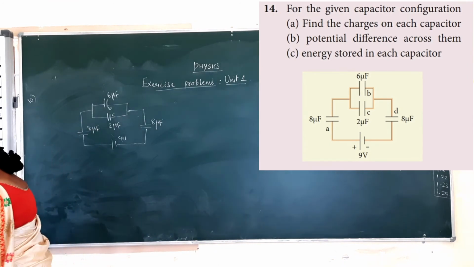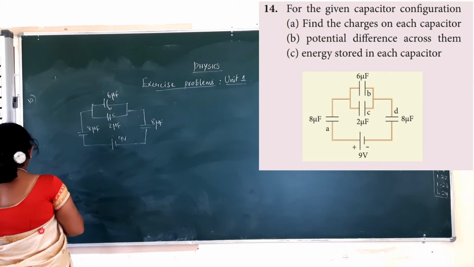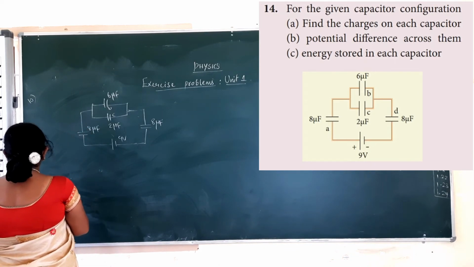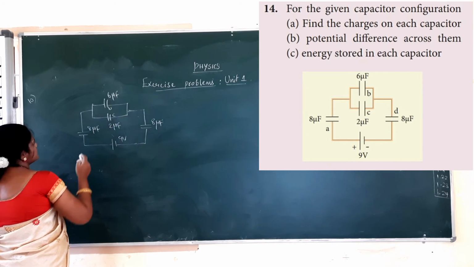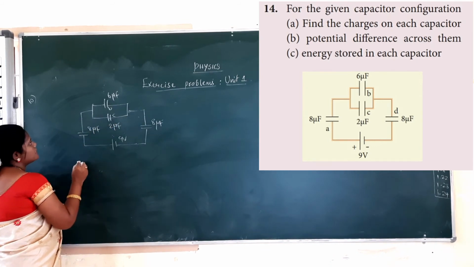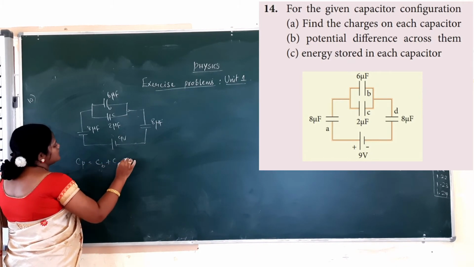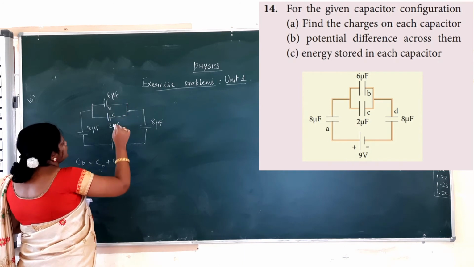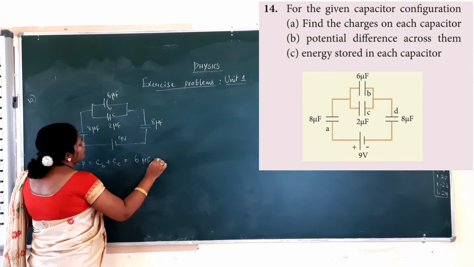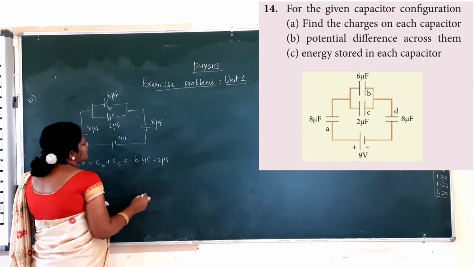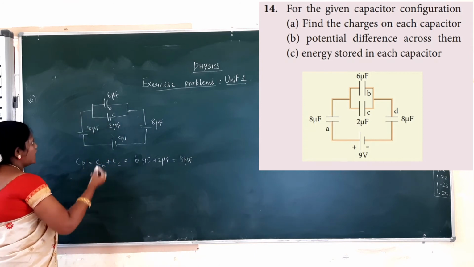So first we easily calculate the effective capacitance for the first two. The first two capacitors will be connected in parallel. So parallel means Cp is equal to CB plus CC. Then 6 and 2 microfarad. So 6 microfarad plus 2 microfarad, micro means 10 power minus 6. So 8 microfarad. Now the diagram changes.